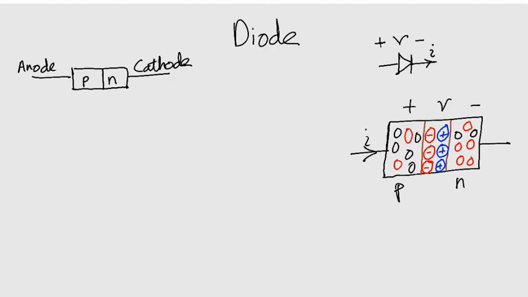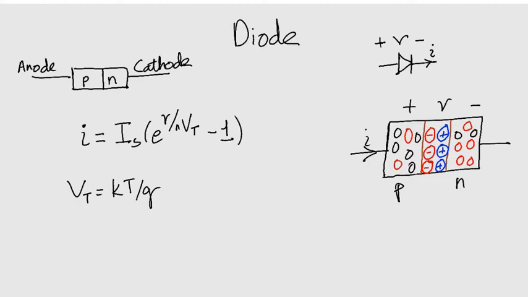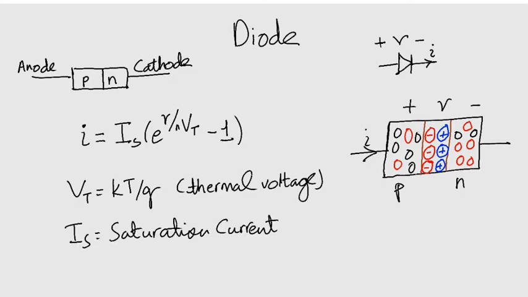The parameter Vt is equal to kT over q, called the thermal voltage, and the constant Is is the saturation current. For silicon, Is is typically 10 to the power minus 12 amps. Vt, the thermal voltage, is approximately 25 millivolts at room temperature. N will be assumed as 1 unless specified otherwise.